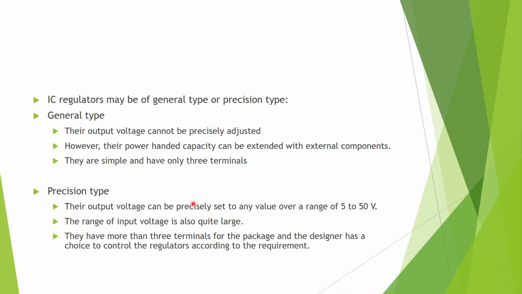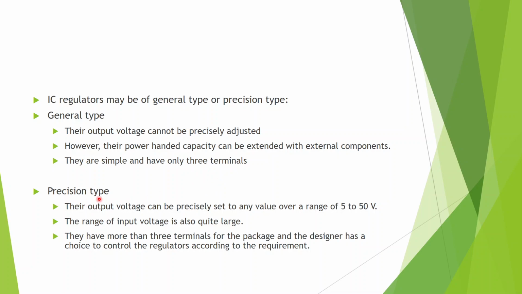Now IC regulators are of two types, general type or precision type. In the general type, you cannot adjust the output voltage precisely, but their power capacity can be extended with external components, and these are simple and they have 3 terminals, one terminal for input, one terminal for output, and one will be the common ground terminal.